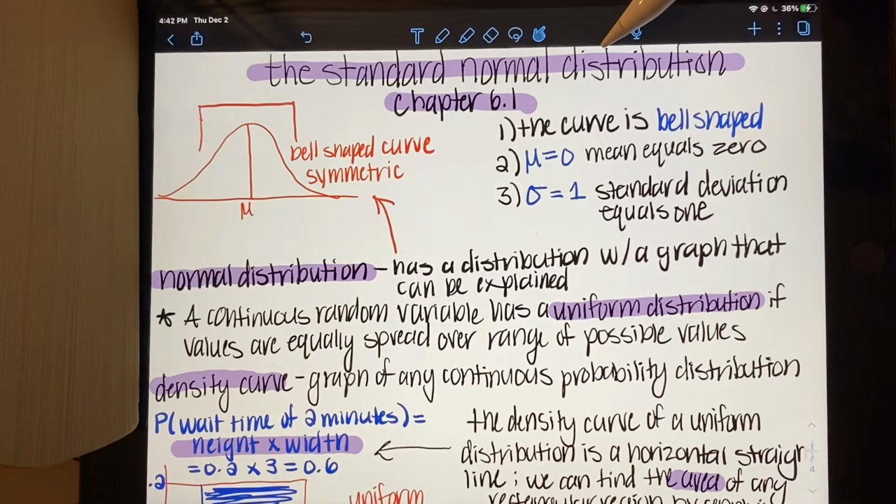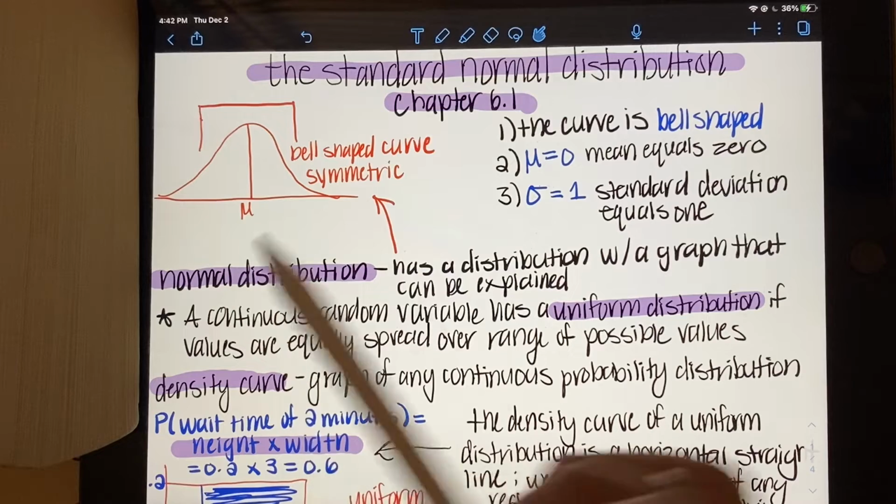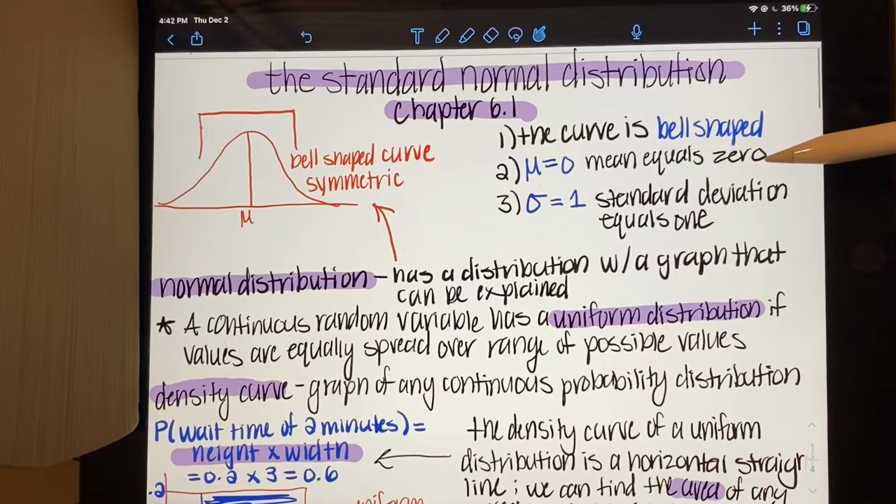The standard normal distribution has three properties. The first is that the curve is bell-shaped and symmetric. The second being that the mean always equals 0. And the third, that the standard deviation always equals 1.